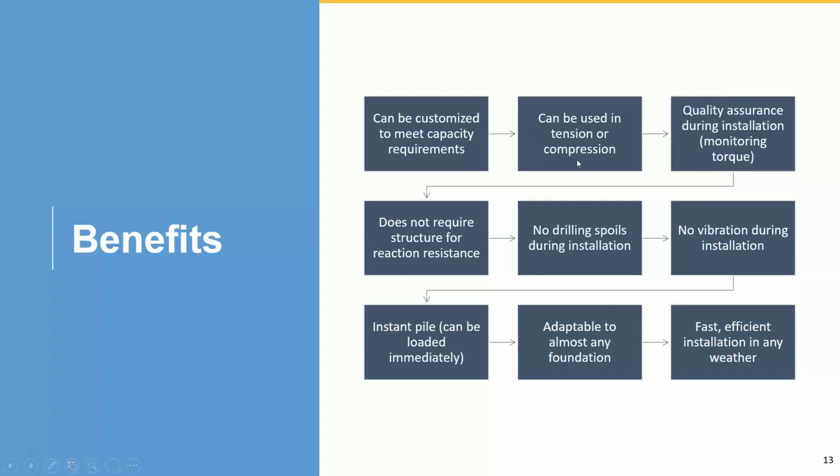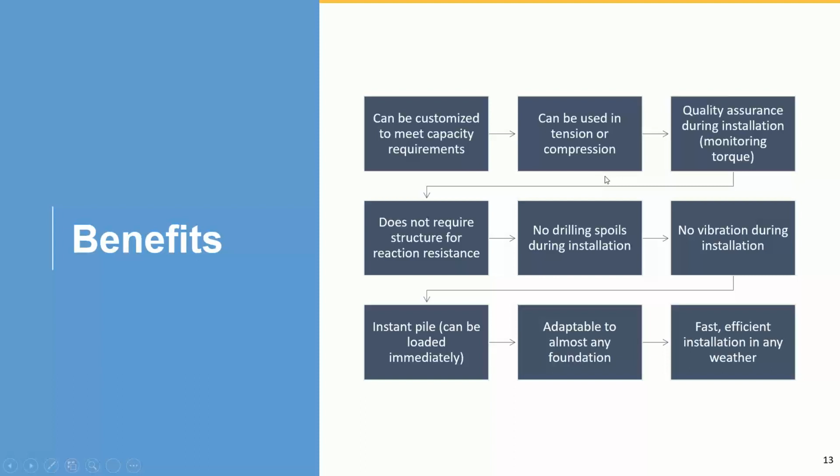They can be used in tension and compression. Sometimes these piles should resist, for instance, 20 kips allowable compression and 5 or 6 kips in tension, or 10 kips in tension. So they can be used both in tension and compression.